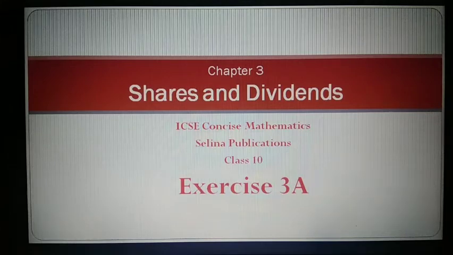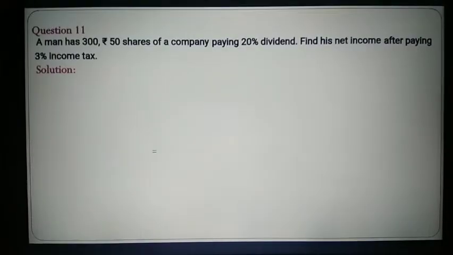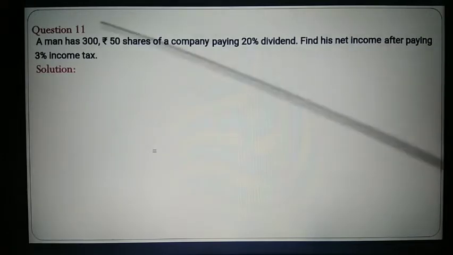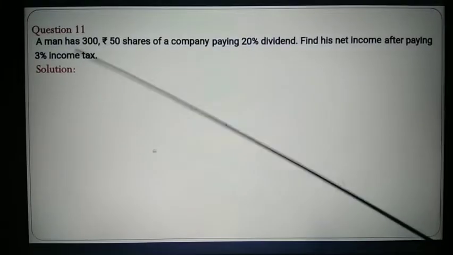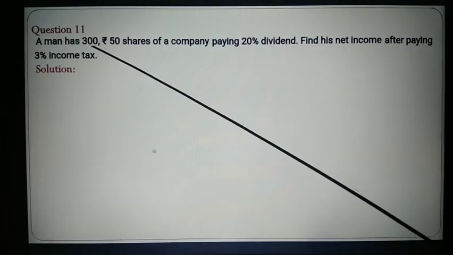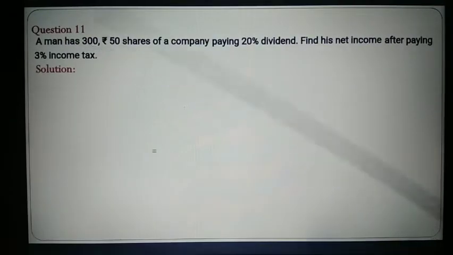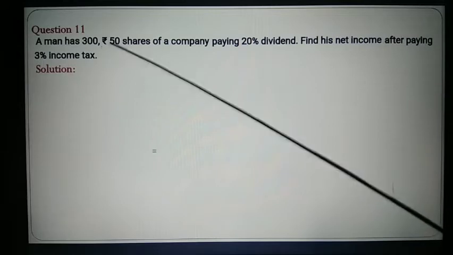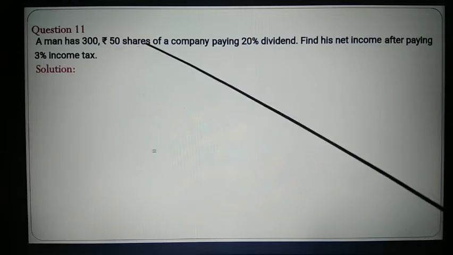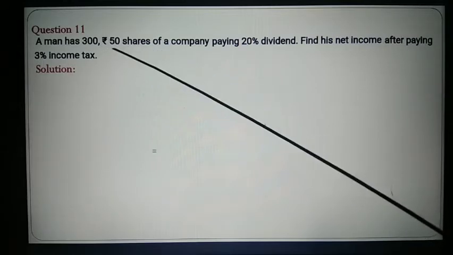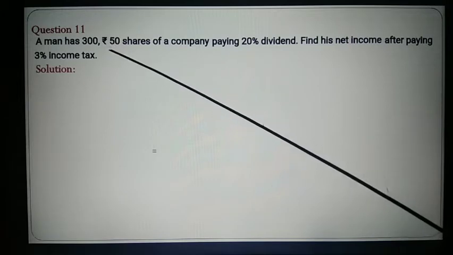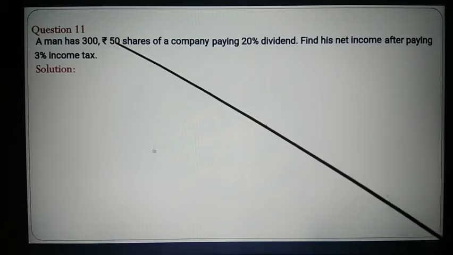So today we'll continue a few sums which are left in the first exercise of shares and dividends. Okay, let's read our question for the day, that is question number 11. A man has 300, so it is without any units, so that's why it has to be the number of shares. Rupees 50 shares, this means NV or FV of each share is rupees 50.